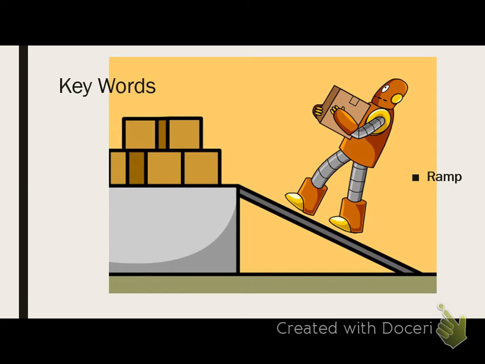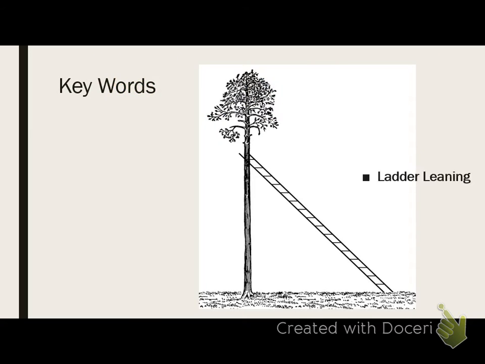So anytime you see a ramp, the purpose of a ramp is to go from one level to another. So it's going to be a diagonal like that. This is the most common, and it is a ladder. It'll especially say a leaning ladder, but most of the time it's just going to say a ladder.